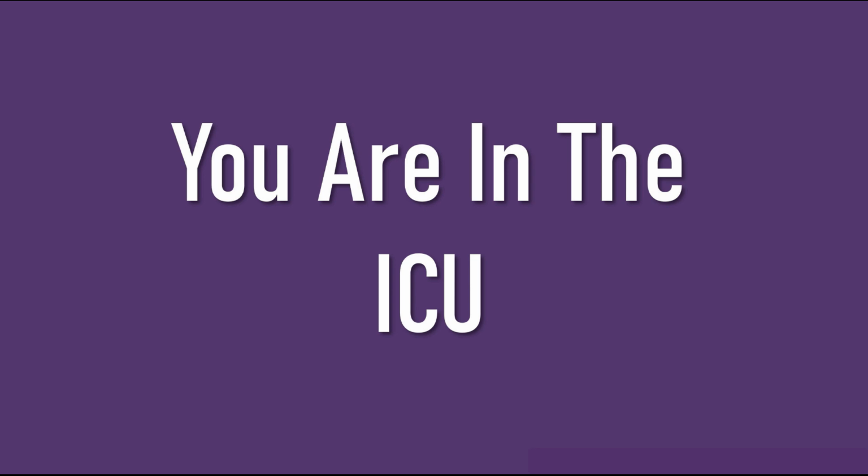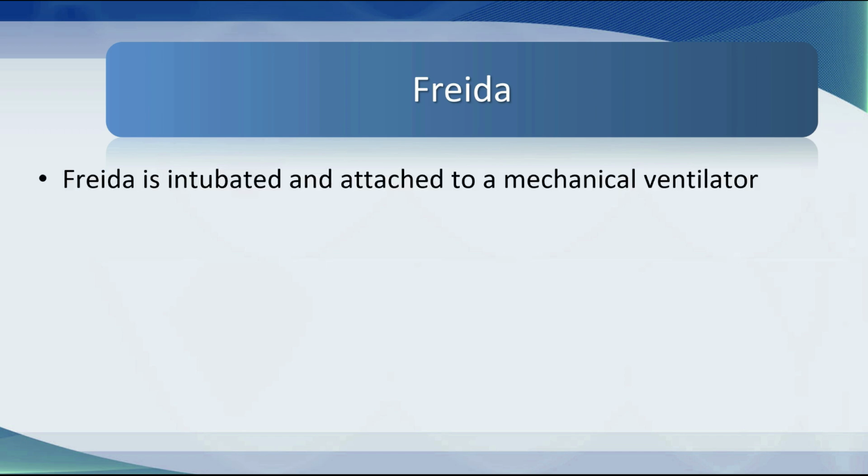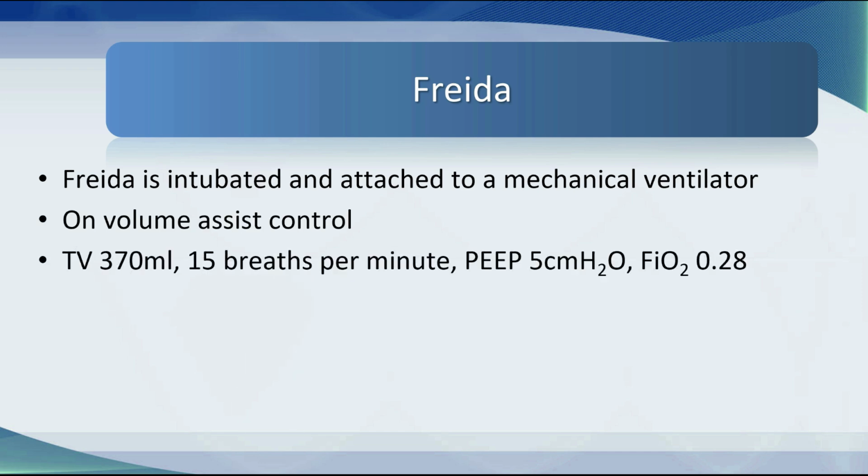You're in the ICU and you encounter a patient whose name is Freida. Freida is intubated and attached to a ventilator, and she's on volume assist control. The settings are as follows. She has a tidal volume of 370 mils. She's on 15 breaths per minute. She has a PEEP of 5 and an inspired oxygen tension of 28% or 0.28. She's not triggering the ventilator.